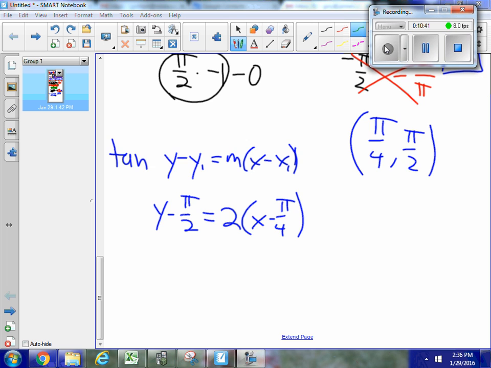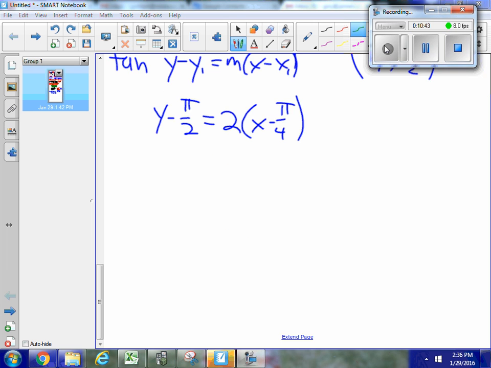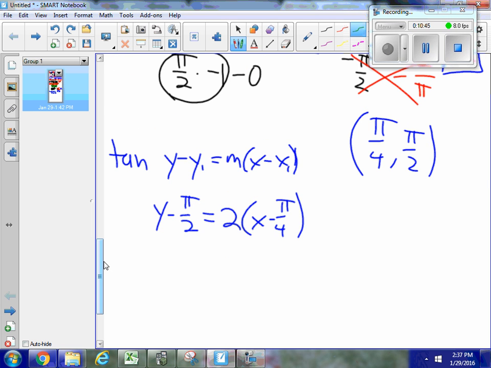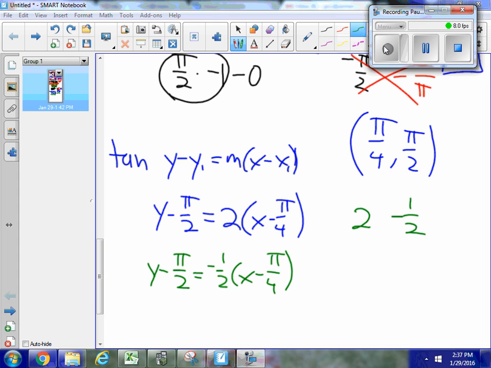And the only big difference with the normal line has to do with the slope. If I have a slope of 2, the normal line slope is going to be the negative reciprocal, so negative 1/2. So I have y minus pi over 2 is equal to negative 1/2 times x minus pi over 4. That's the normal line.